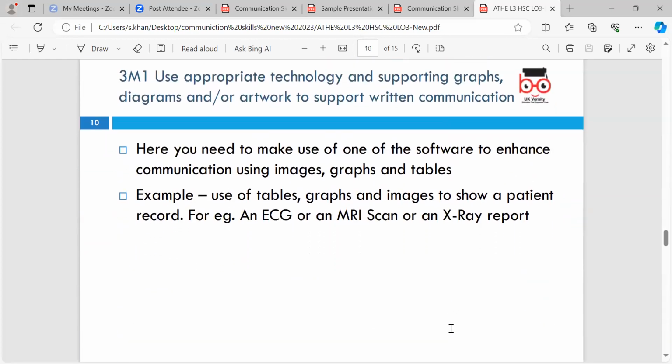3M1, use appropriate technology and supporting graphs, diagrams, or any artwork to support written communication. Here you need to make use of one of the software packages to enhance communication using images, graphs, and tables. Use tables, graphs, and images to show a patient record, for example, an ECG or an MRI scan or an X-ray report.